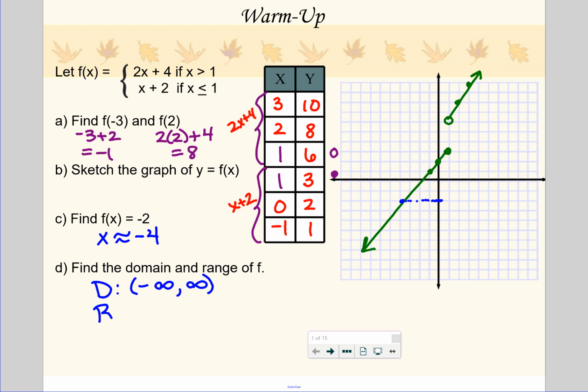Range, low to high. What's the lowest this graph goes? -infinity. All the way up to what number before it jumps? 3. Would 3 be a bracket or a parentheses? Bracket. And then my union symbol, and then it jumps to what y value? 6. Would 6 be a bracket or a parentheses? And then it goes all the way up to +infinity. Okay, but those bottom two answers you have to have that graph for. It's really, really difficult to get that from the equation.